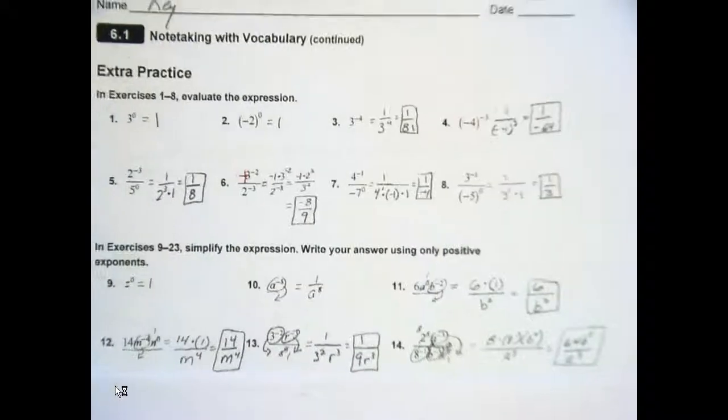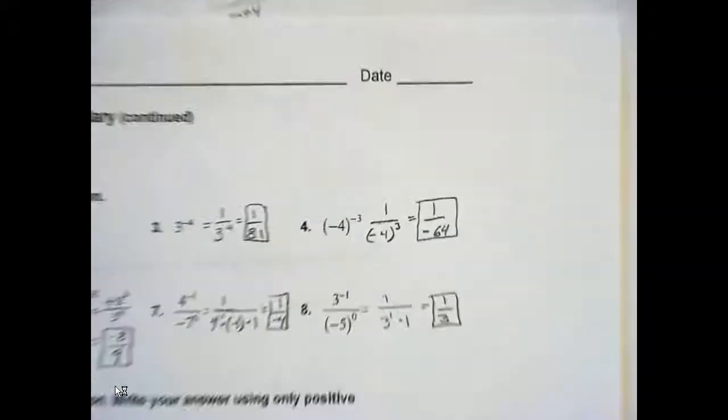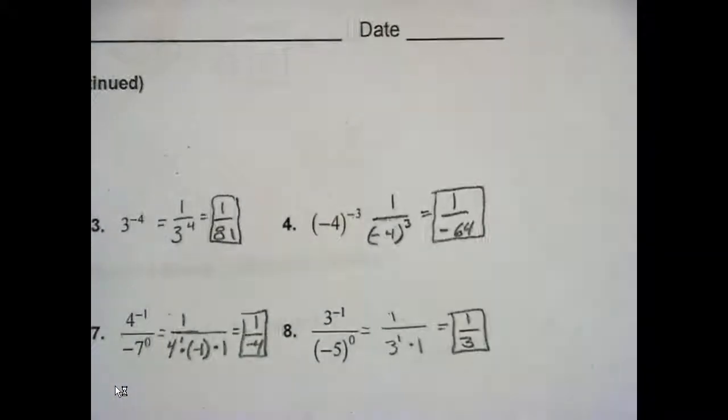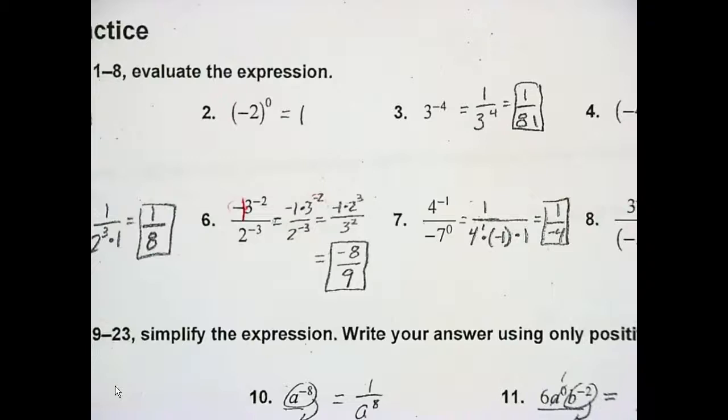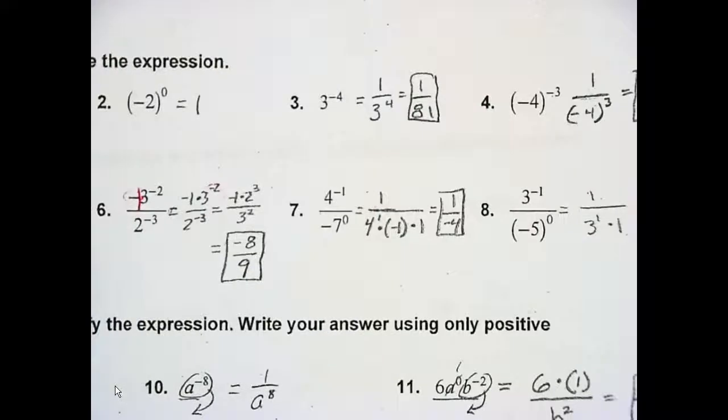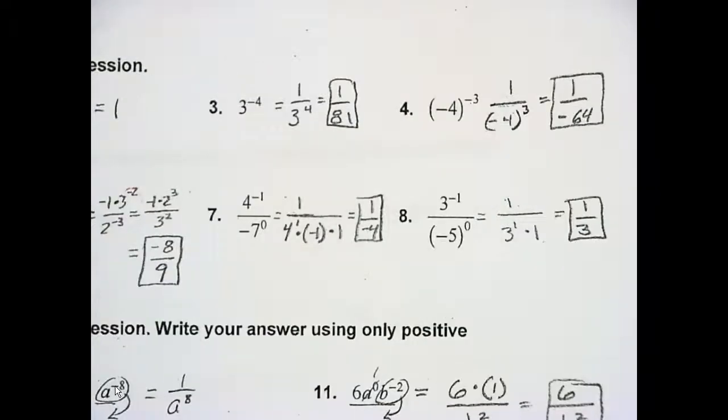It really doesn't matter where that negative sign goes, so it could be negative 1 over 64. Okay. Let's go through questions in a minute. Number 5 is 1/8. 6 is negative 8/9. So again, we'll go through questions in a minute. Some people will mess up on 6. 7 is negative 1/4, and 8 is 1/3.